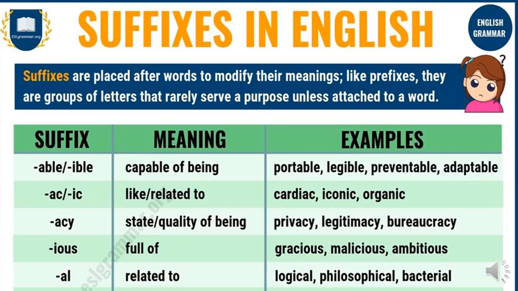So, you have many examples here. For example, the suffix able or ible. What do they mean? If you put them with a word like portable or preventable, they would change its part of speech. The same can be applied on ious. If you have the word ambition, ambition is a noun, while ambitious here with adding ious, it made it an adjective.